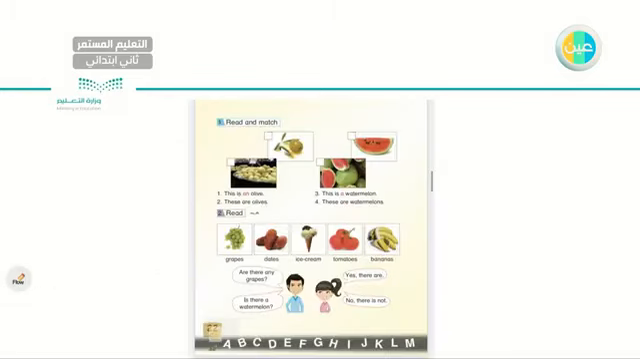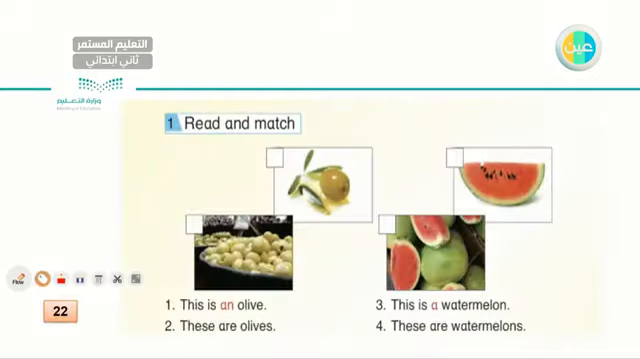Now, have your books ready. I will have it zoomed in a minute. Page 22, please. Let's try to read together. As you can see, this is page 22. Read and match. I have 4 pictures and 4 sentences. This is an olive. So I have one olive. These are olives. This is a watermelon. These are watermelons. Okay, let's try to match together.